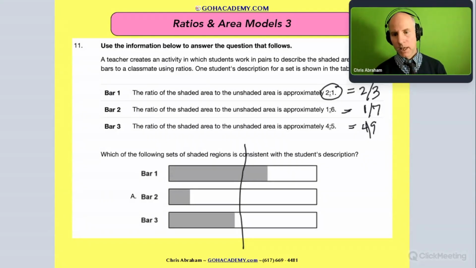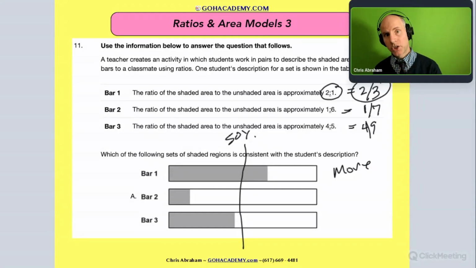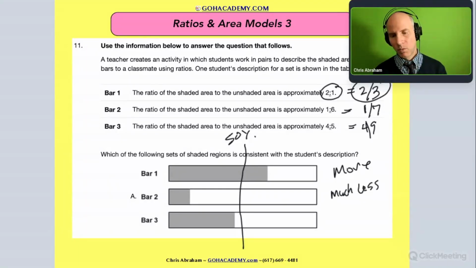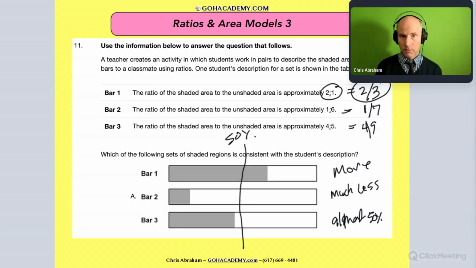Right in the middle. The first one is going to be more than 50%. This is like our 50% mark. So more are shaded. The second one is much less, right? 1/7 is much less than half, right? The third one, 4/9, is almost 50%. So we're looking for the diagram that's more than 50%. The next one's going to be much less. The final one is going to be almost.